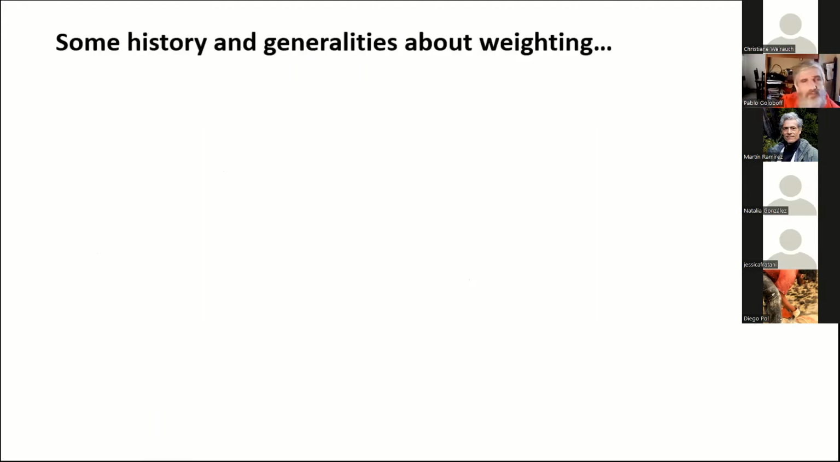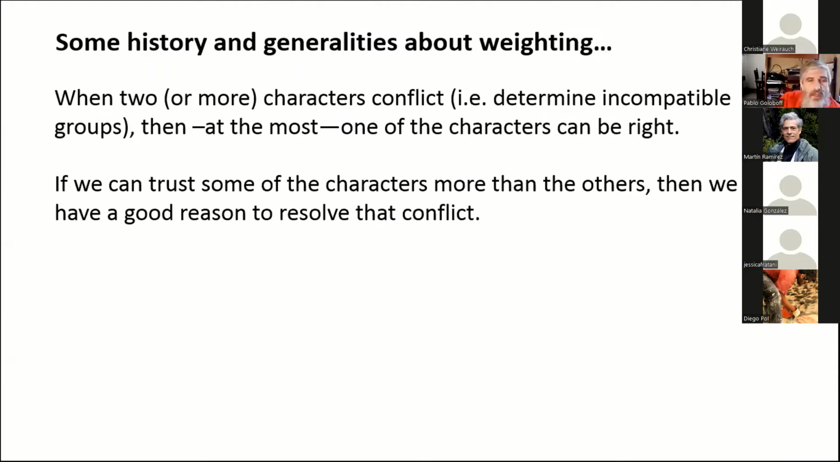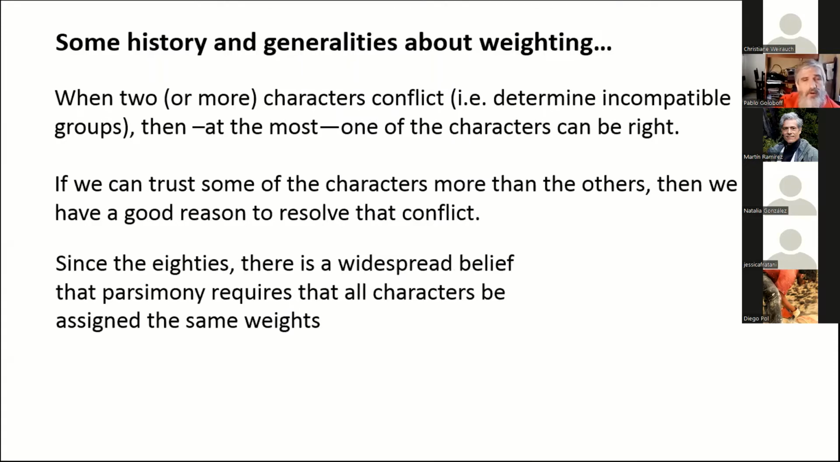Now, before we enter into details, I have to do some history and generalities about weighting. Obviously, when two or more characters conflict, that is, they determine incompatible groups, at the most, one of the characters can be right. Maybe both characters are wrong, but it is impossible for both characters to be right at the same time. If we can trust some of the characters more than the others, then we have a good reason to resolve that conflict in favor of the more reliable characters, obviously.